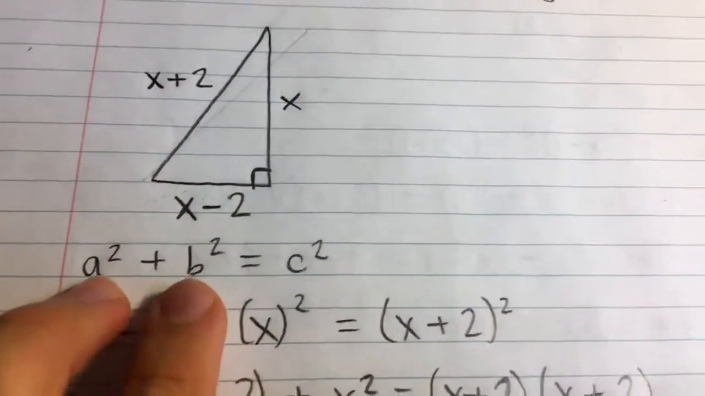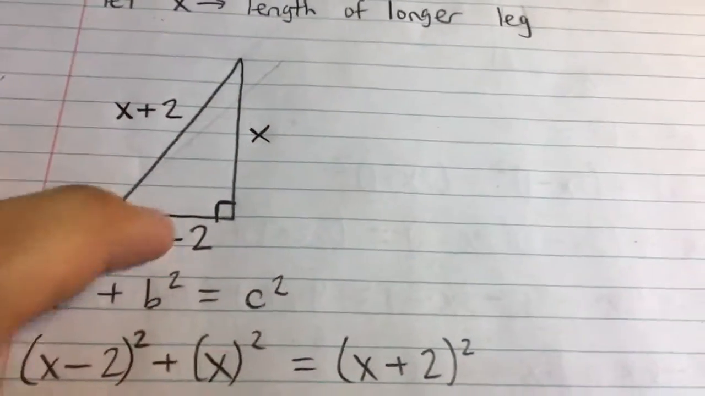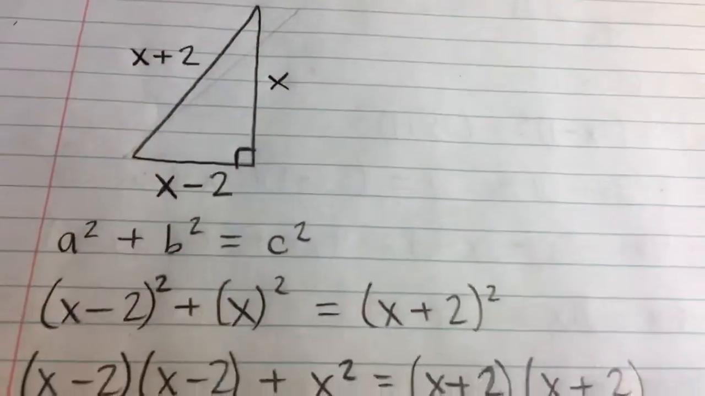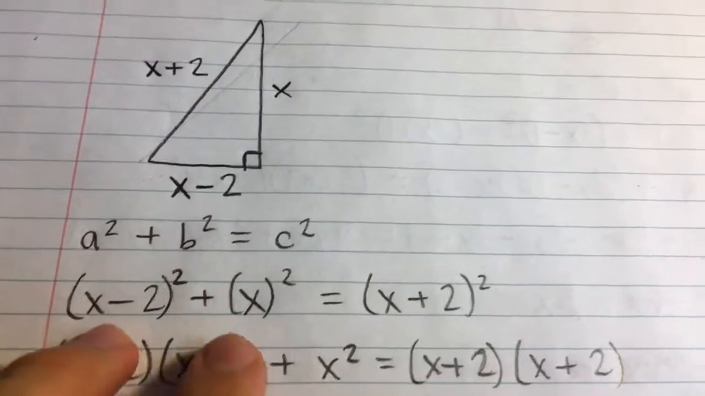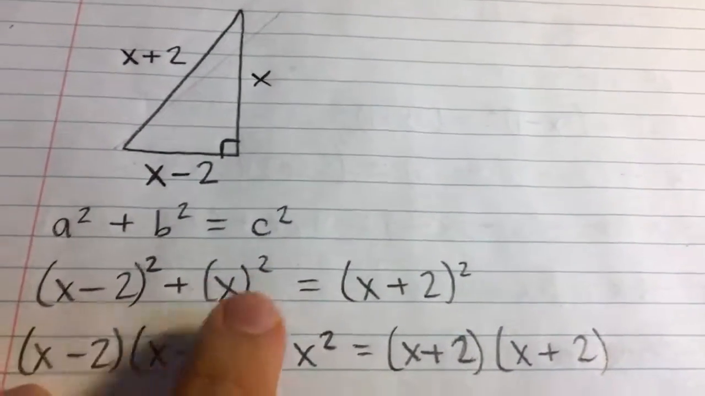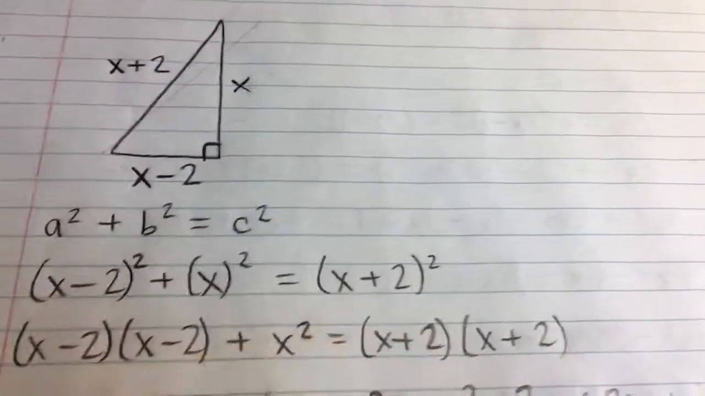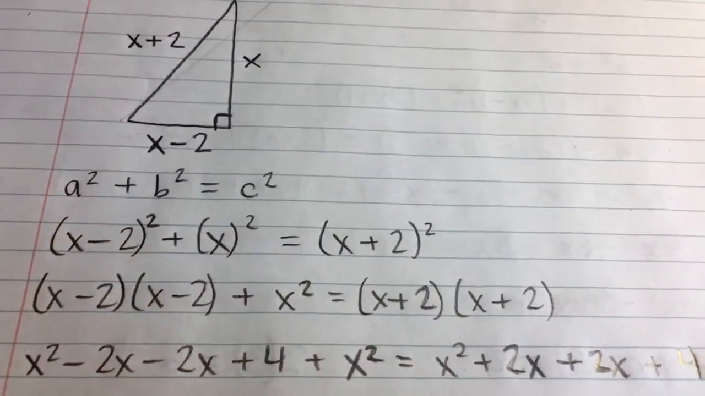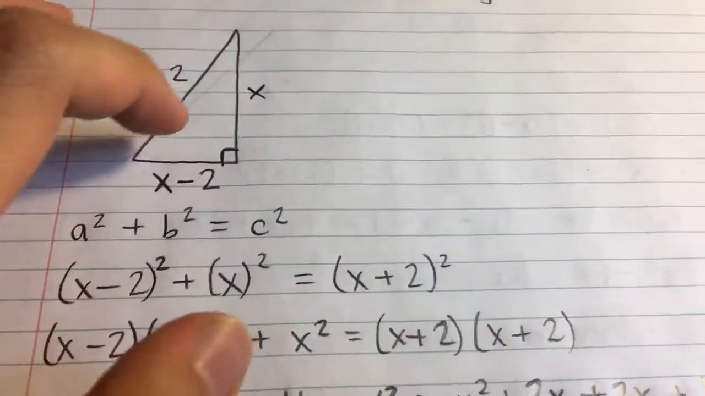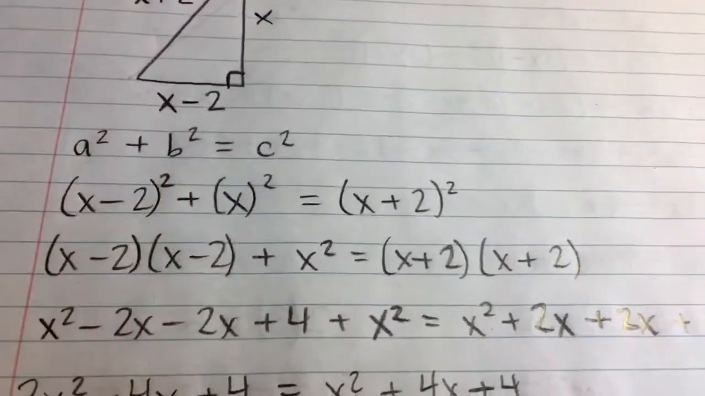Again, the sum of the squares of the 2 legs is equal to the square of the hypotenuse. If we plug in x and x minus 2, it doesn't matter which order, and then the hypotenuse x plus 2 squared. Now if we solve this equation, we will get x, which is the length of the longer leg. That's what the question is asking.